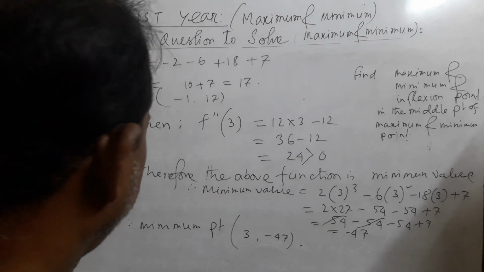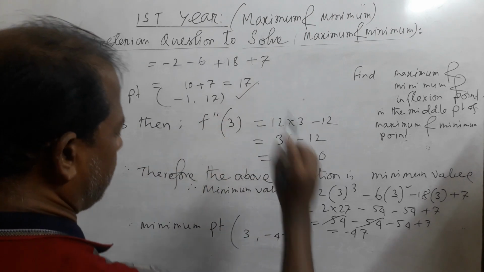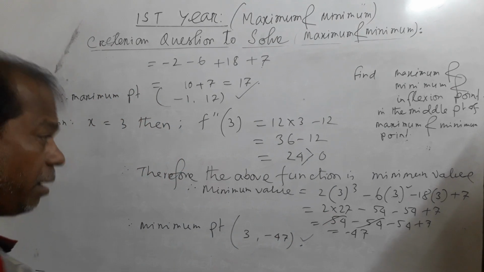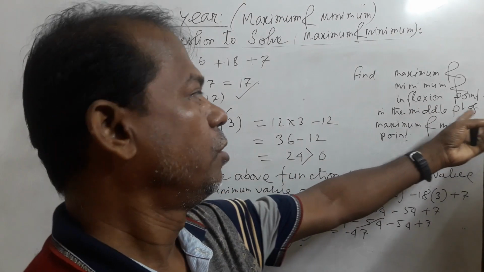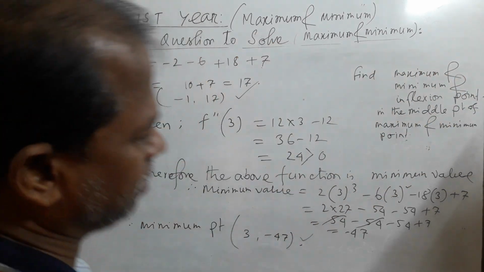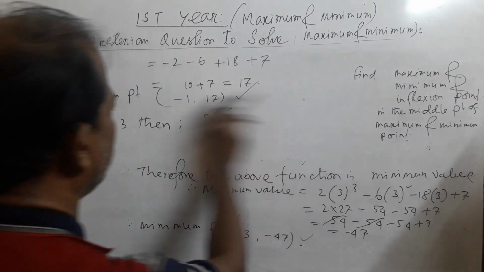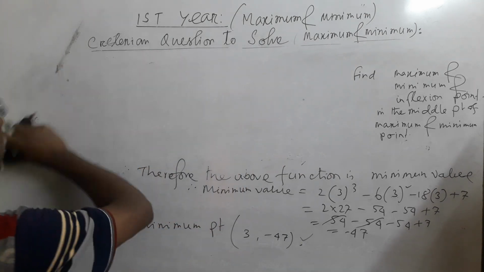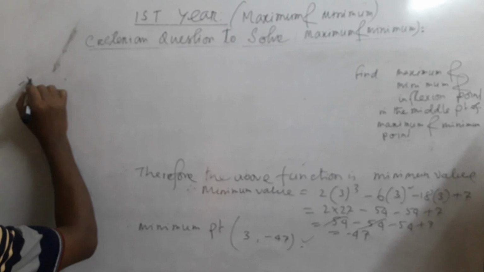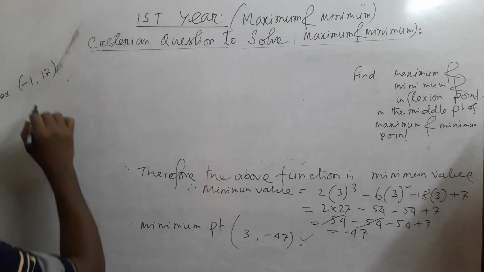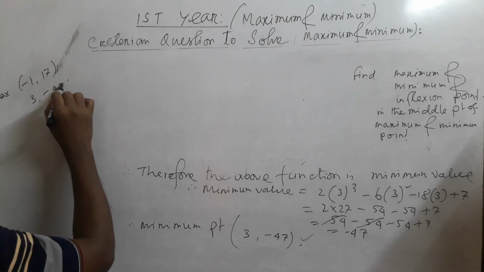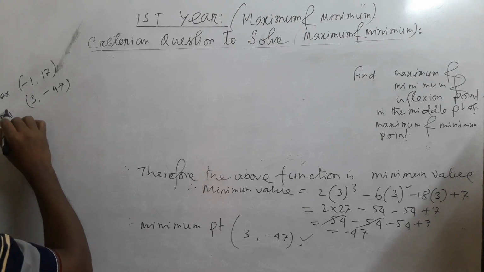Inflection point: this is the maximum point and minimum point. Now it is clear that the maximum point and minimum point. Therefore we look for the inflection point of the above function. So now minus 1 and 17 is the maximum and 3 and minus 47 is the minimum.